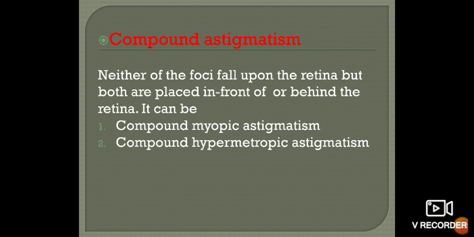Now compound astigmatism. Here neither of the foci falls upon the retina, but both are placed in front of or behind the retina. So none of the foci is falling upon the retina. In compound myopic astigmatism, both the foci are in front of the retina, but there is no single point. Remember, there are two focal points, and both are in front of the retina. That is compound myopic astigmatism. And if both the focal points are behind the retina, it is called compound hypermetropic astigmatism.